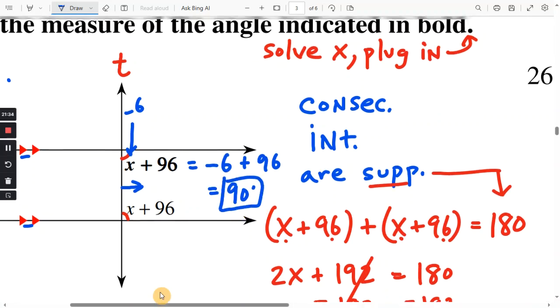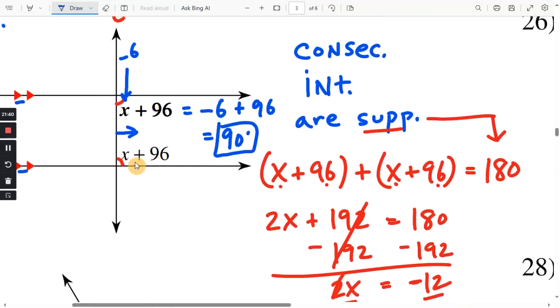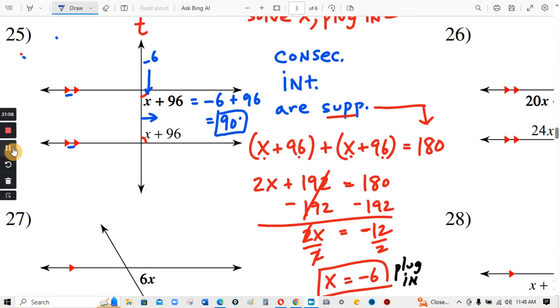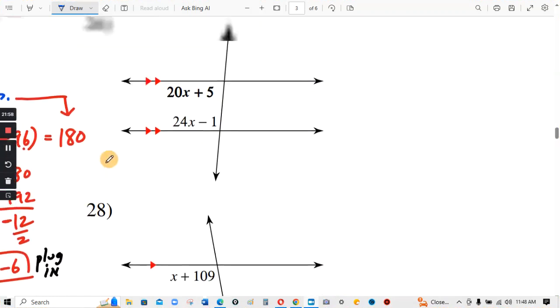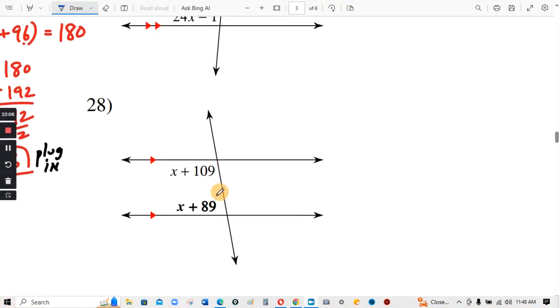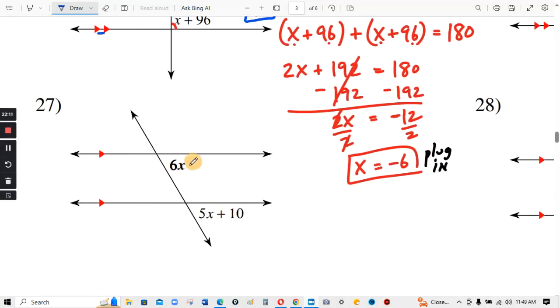Now, truthfully, we didn't need to do any of that to know that it was 90. And why is that? Because both of them are the same, x plus 96 and x plus 96. If they're both the same and they add to 180, each one has to be half of 180, or 90 degrees. All right, so that's number 25. So it looks like 26 is going to be almost the same thing. These are same side interior, consecutive interior, so they're going to add to 180. And this one is corresponding. You're going to set them equal.